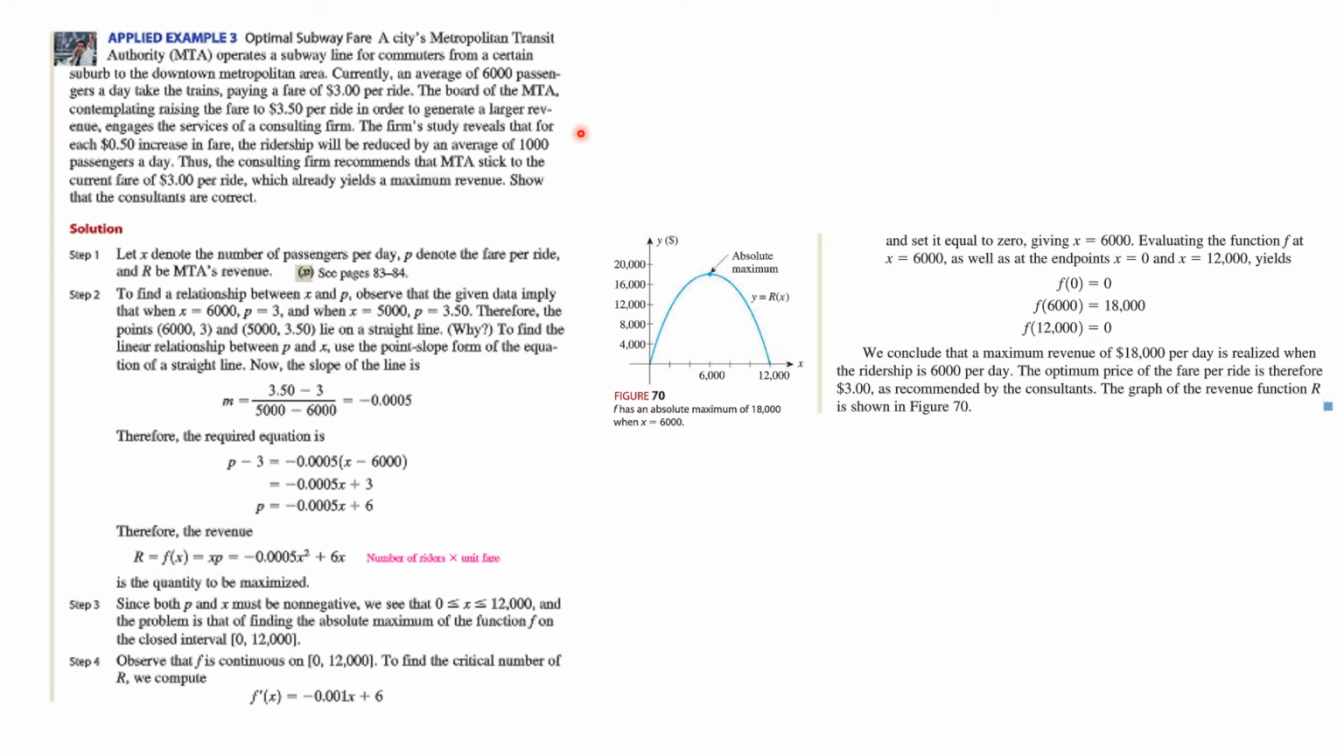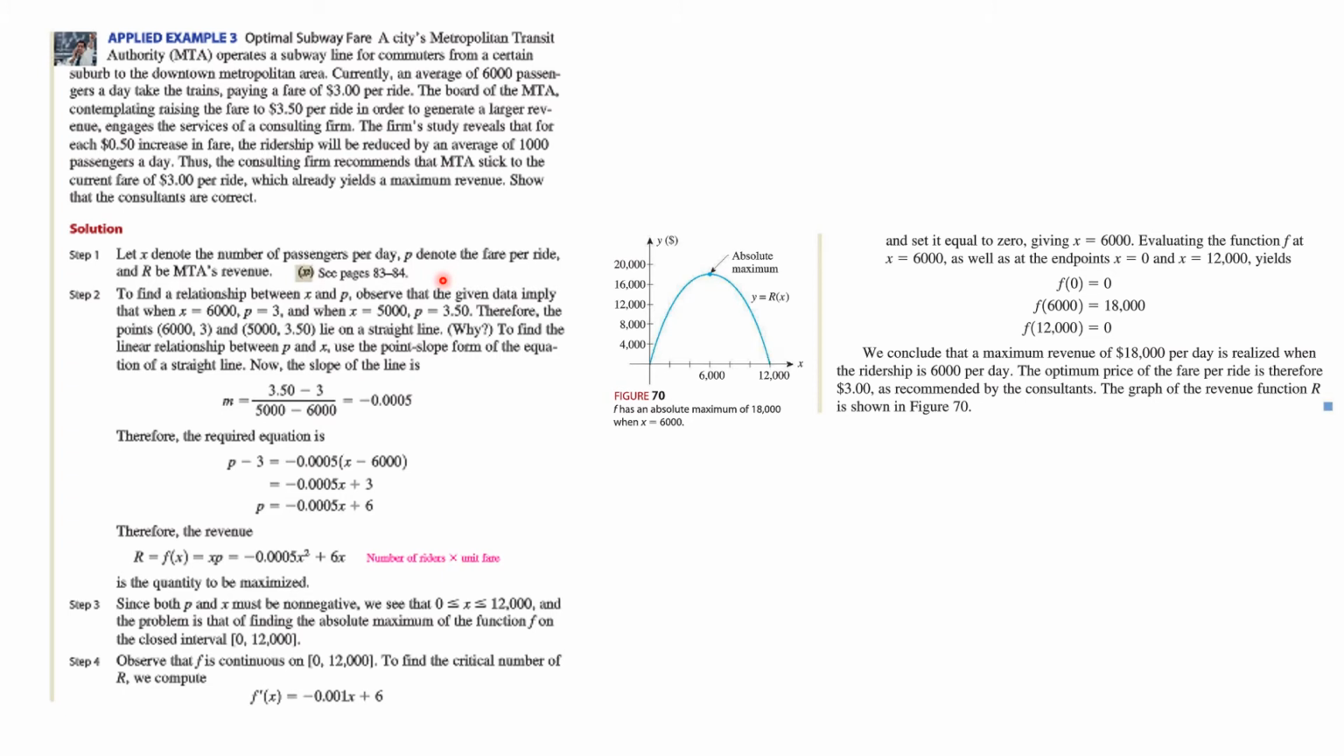The firm's study reveals that for each 50-cent increase in fare, the ridership will be reduced by an average of 1,000 passengers a day. Thus, the consulting firm recommends the MTA stick to the current fare of $3 per ride, which already yields a maximum revenue. Show that the consultants are correct. Okay. And again, we read this several times to make sure that we can understand it.